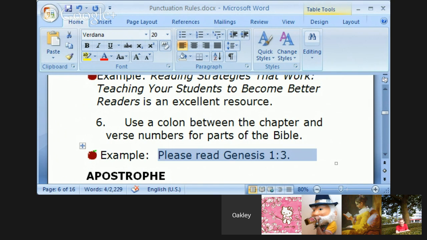You actually need to use words. Please read Genesis chapter 1, verse 3. So you actually have to use the words when you're speaking this out loud. You don't just say, please read Genesis 1, 3.